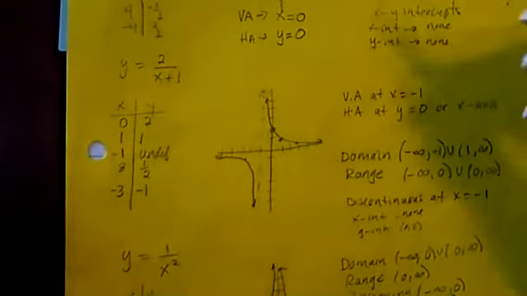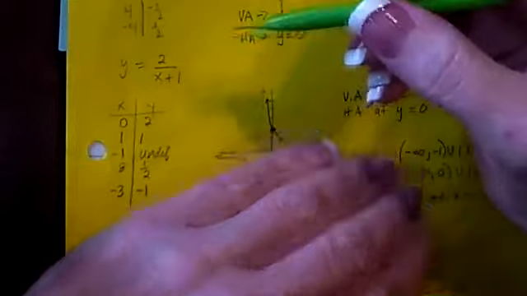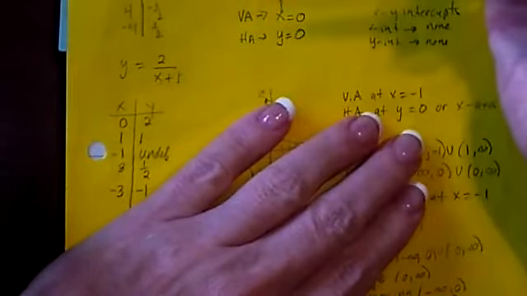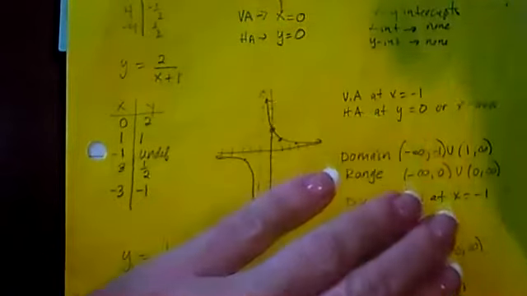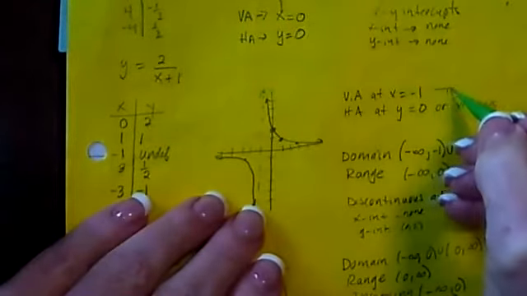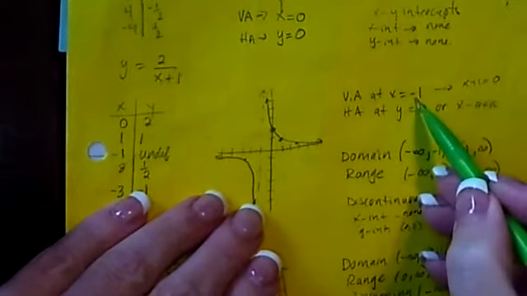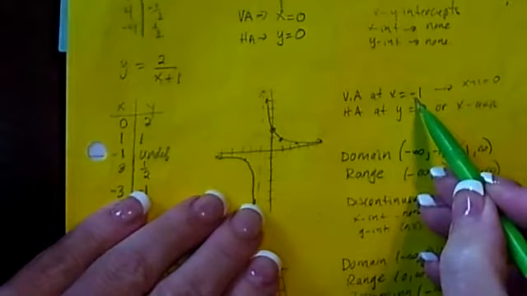All right, let's look at a vertical asymptote. So for the vertical asymptote, we take this denominator and we set it equal to 0. So x plus 1 equals 0, and that becomes x equals -1.